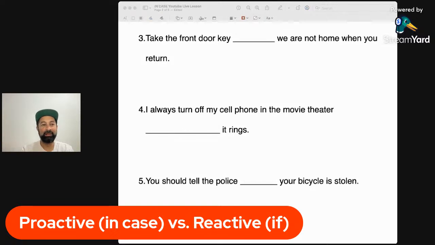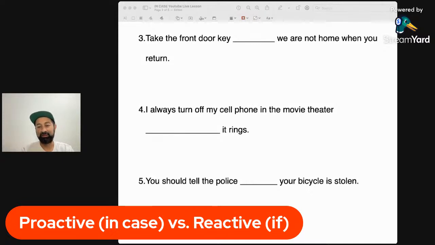And if you know the answer, please leave it in the comment section or speak it out loud. And remember, don't be shy. It's okay if you make a mistake. Making a mistake is how we learn. So try to answer. Don't worry if you make a mistake. I always turn off my cell phone in the movie theater.